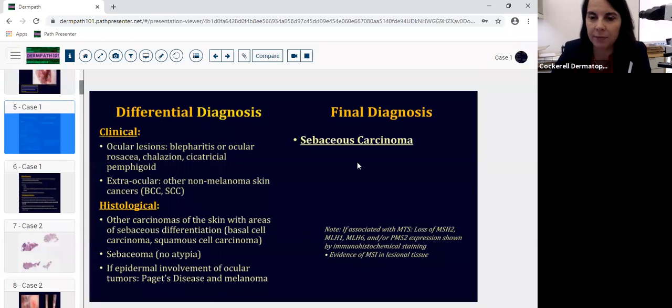So if your lab doesn't do it reflexively, you can ask the pathologist, when you get a sebaceous carcinoma, to do these stains. They could send it out if they don't do it at their laboratory, and we do it at this laboratory. So we can do those stains, and we do it reflexively.